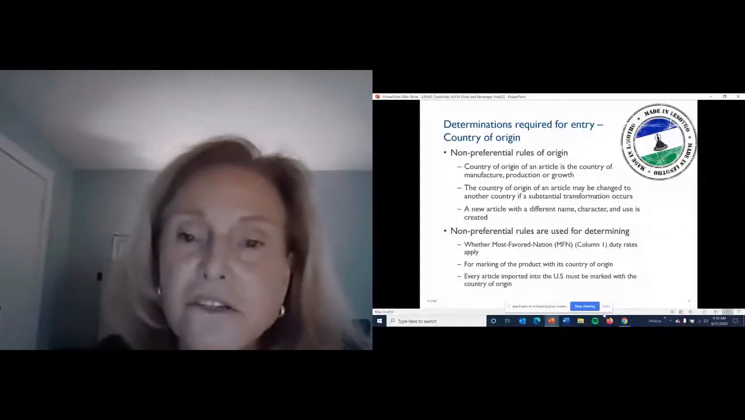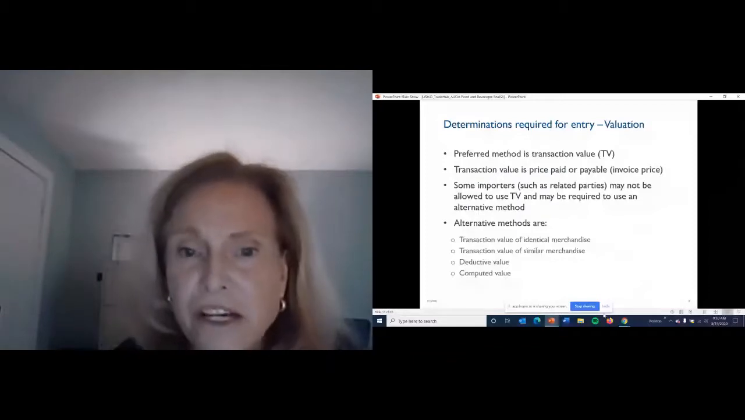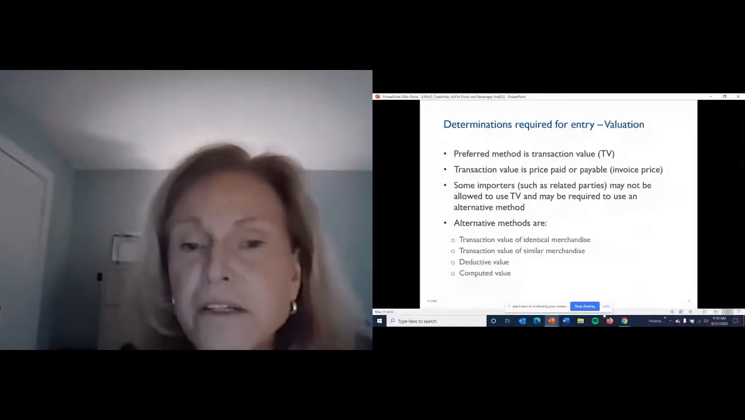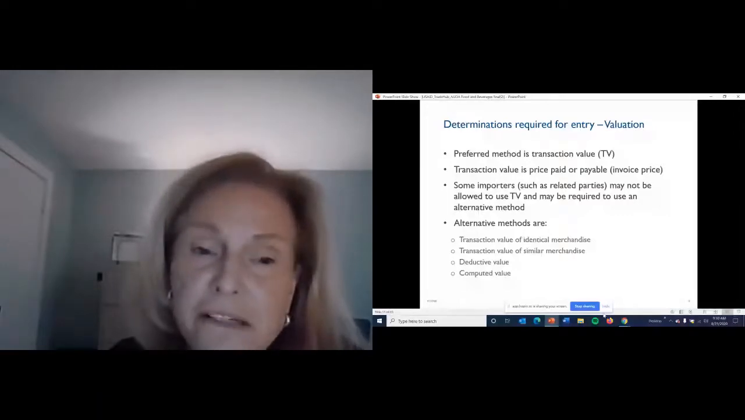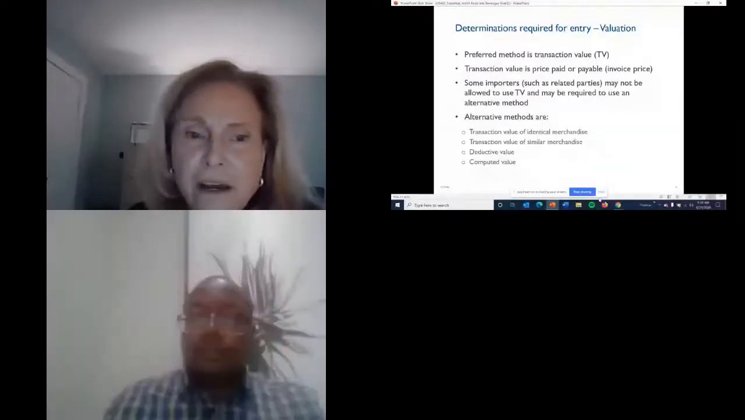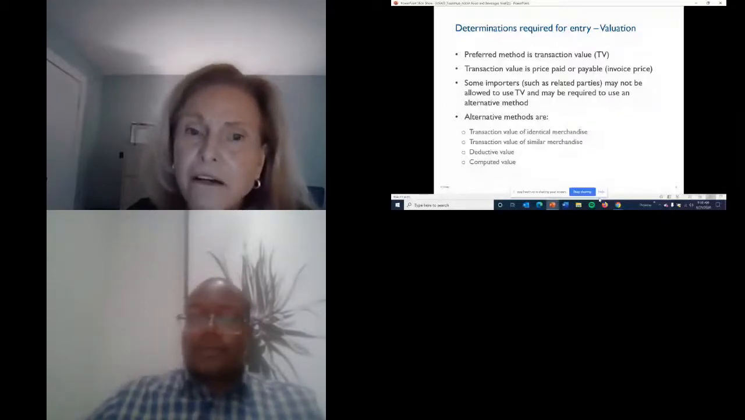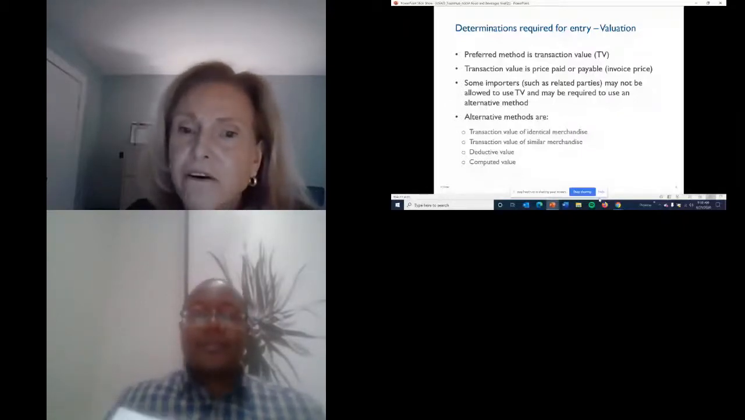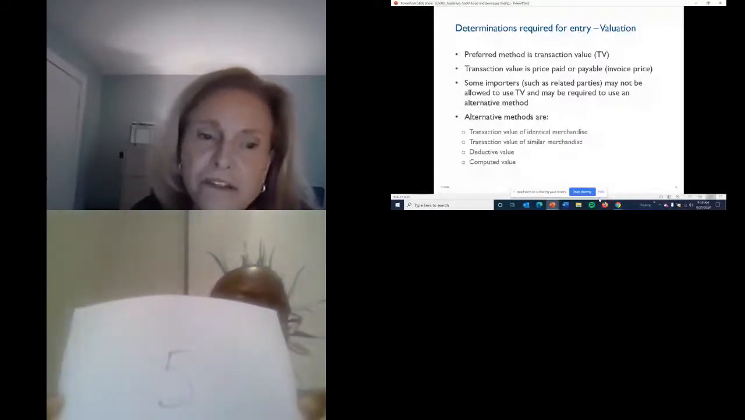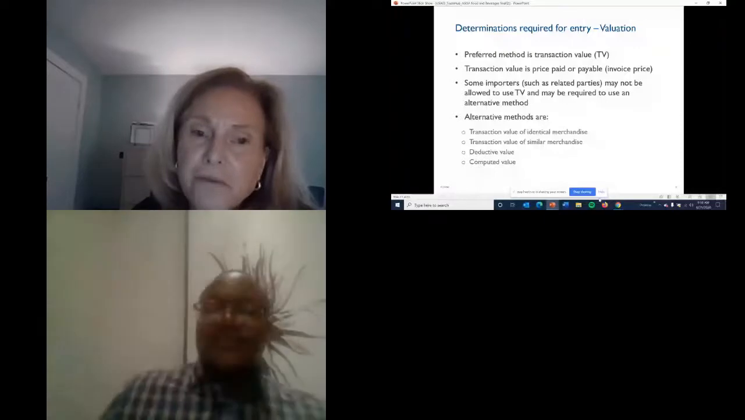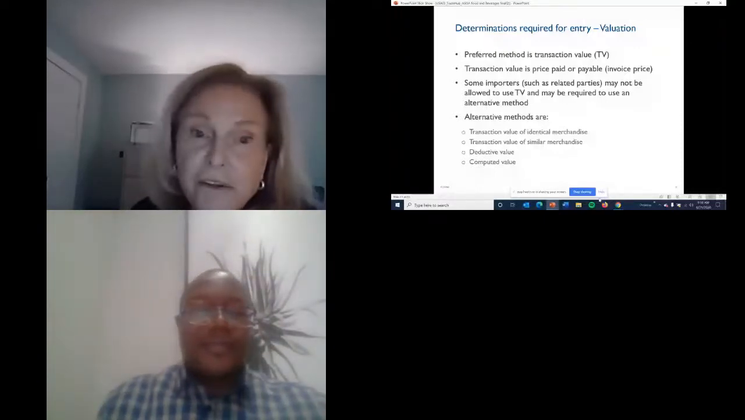The next issue is valuation. It's generally going to be transaction value, which is the price paid or payable, and that is generally going to be the invoice price. There are some exceptions to that, but I think something like 95% of entries are valued at invoice price. There are some other methods that can be used, especially if you have related parties and you cannot use transaction value.